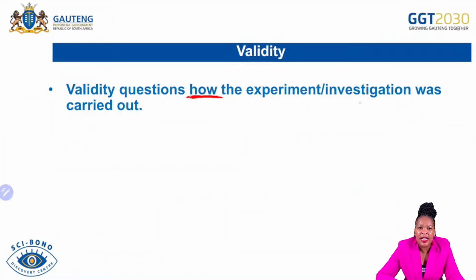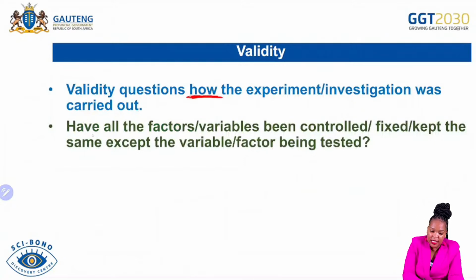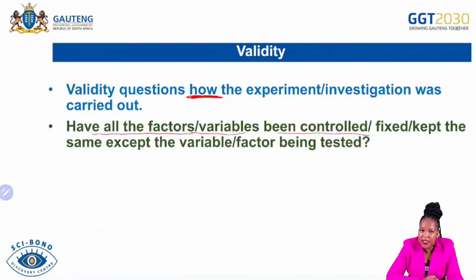When you think of an answer to a validity question, think of the steps. They are normally given in your particular investigation. Think of the steps that were followed and how they did those, and how they made sure that their investigation is valid. Then, with validity, you must check that all the variables have been controlled. Like I said from the previous slide, the controlled or the fixed variables are the ones that are going to ensure validity in your experiment.